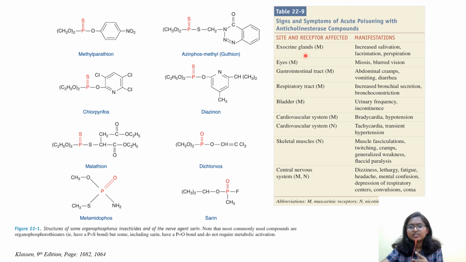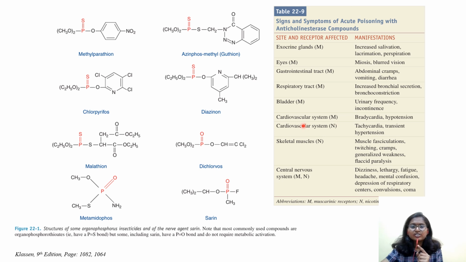If you see exocrine glands, the type of receptors here is muscarinic receptors. It is causing increased salivation, lacrimation, perspiration. Coming to eyes, the receptors are muscarinic receptors and it is causing miosis and blurred vision. Coming to the gastrointestinal tract, they are abundant with muscarinic receptors and it is causing abdominal cramps, vomiting, diarrhea. Diarrhea is an important thing in cholinergic syndrome. Respiratory tract, again abundant with muscarinic receptors, causing increased bronchial secretion and bronchoconstriction. Coming to urinary bladder, abundant with muscarinic receptors, causing urinary frequency and incontinence.